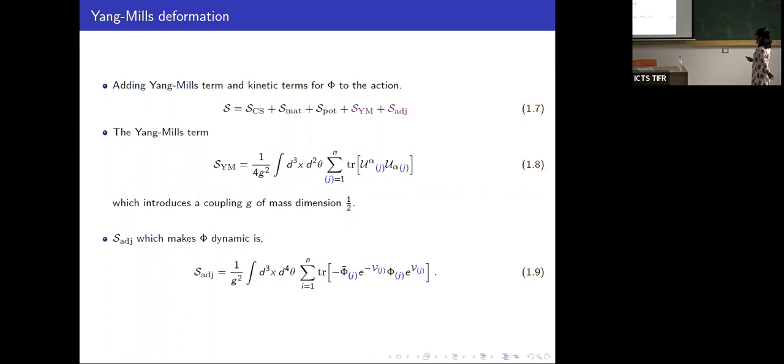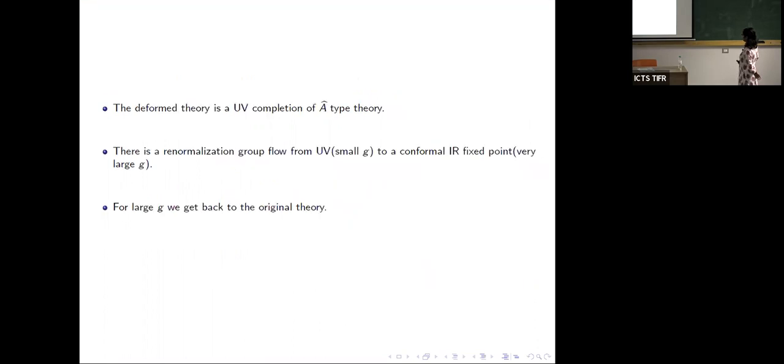Now let us deform the theory by introducing the Yang-Mills deformation, which is done by adding the last 2 terms, S_Yang-Mills and S_adjoint, in the theory. These equations 1.8 and 1.9 are the superspace expressions of the deformations. So g squared is the Yang-Mills coupling, which is introduced by this deformation. Roughly, when g is very large, these 2 terms drop out from the action and we get back to the original theory. When g is very small, these 2 terms are the dominant terms in the action. So now the deformation is done.